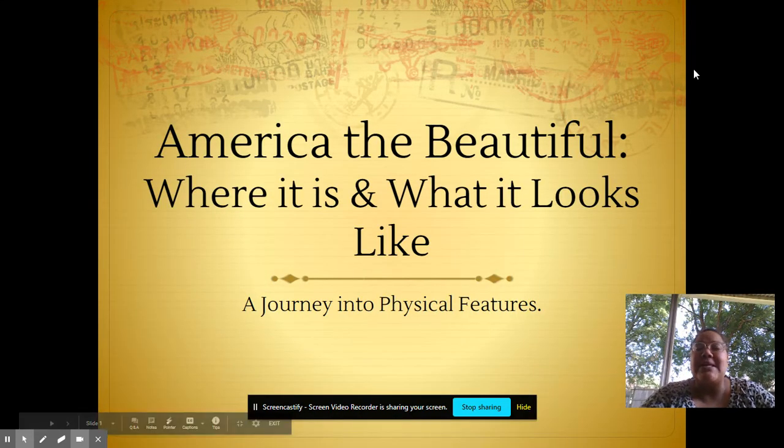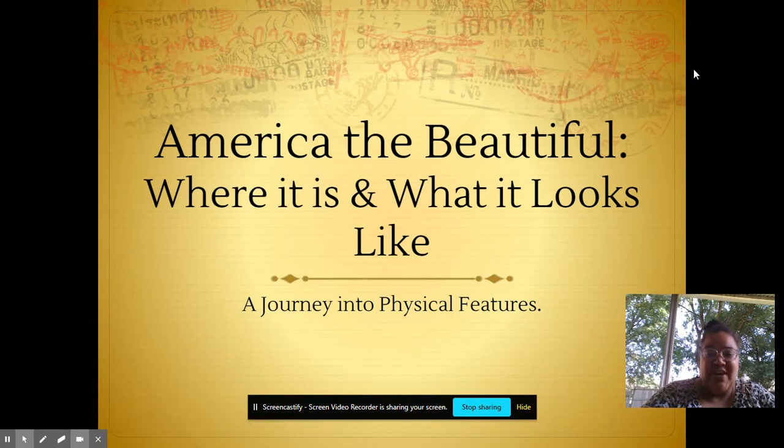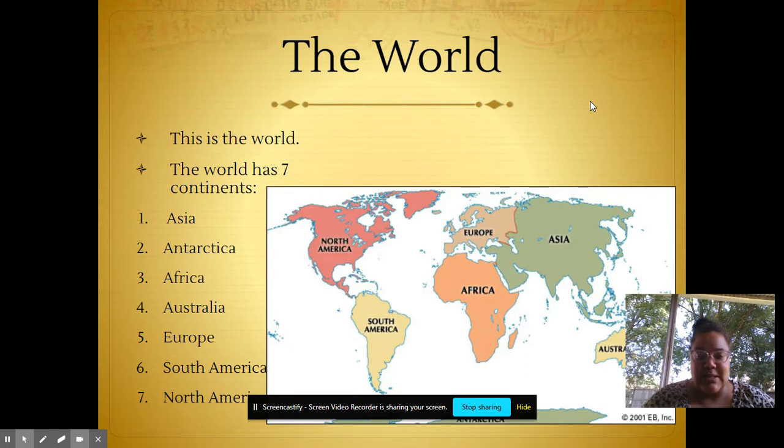So, we're going to be looking at America the Beautiful, where it is and what it looks like, a journey into physical features. And when I think about physical features, I think about things you can see on the outside. Like, for example, if I'm talking about a physical feature of a human, I can say, oh, she's tall, she has brown hair, things that I can see on the outside. So today we're going to look at the world and then look at North America more closely.